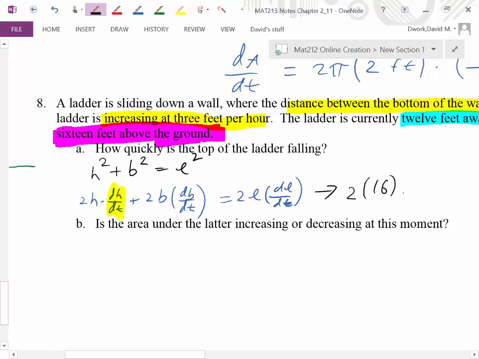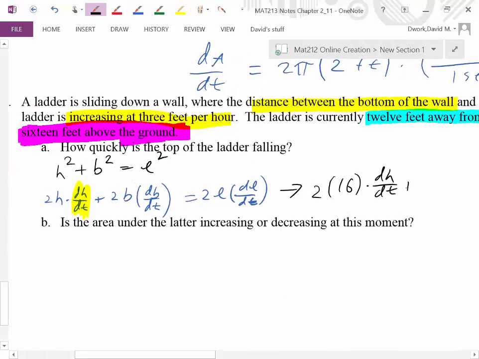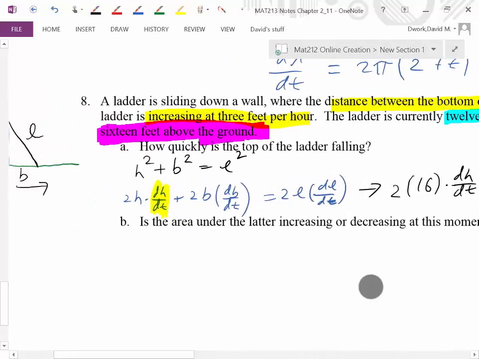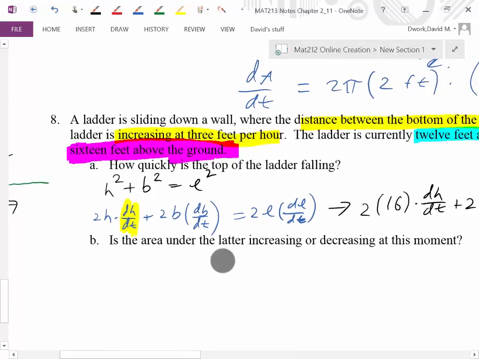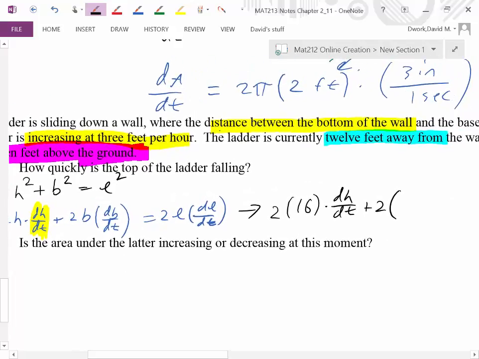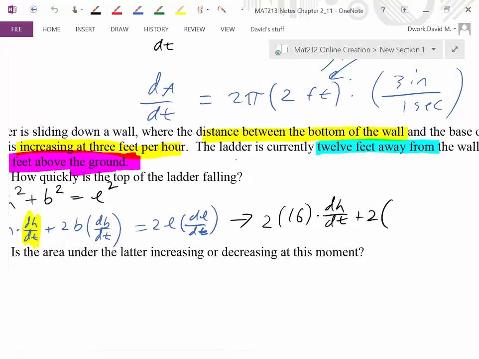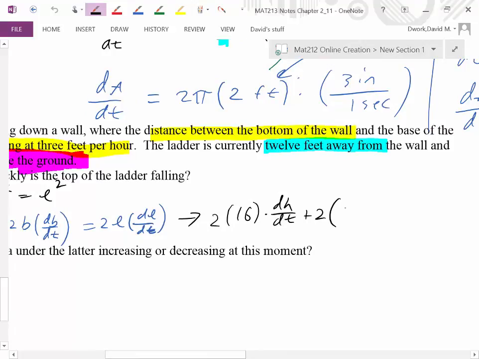There we go. Now, dh dt is what we're solving for, so we don't know that. Plus 2 times b. What is b? B represents the distance from the wall to the base of the ladder. Okay, and I think they told us that, right? The distance between... Oh, there we go. The ladder is currently 12 feet away from the wall. All right, so there's a 12 right there.